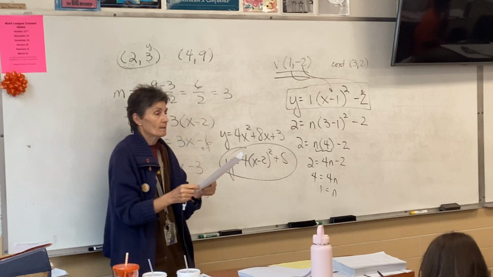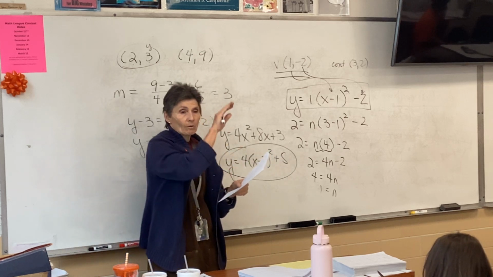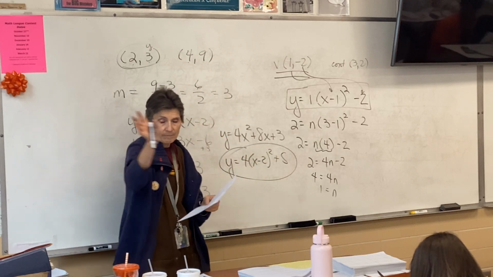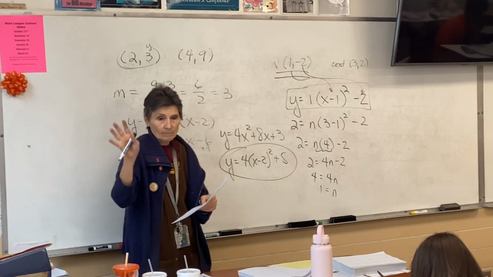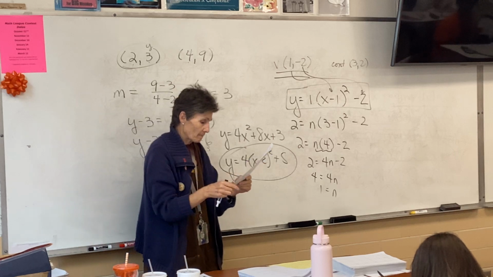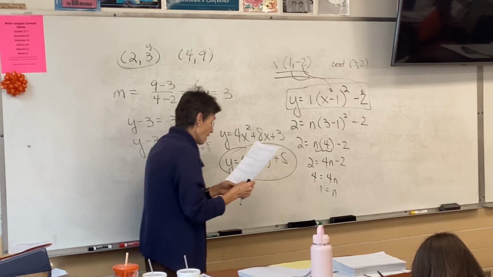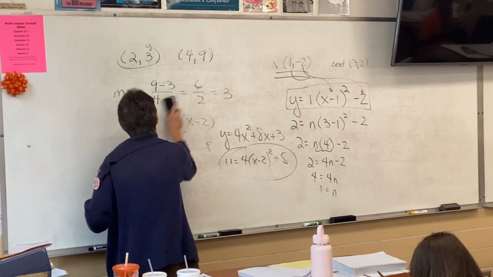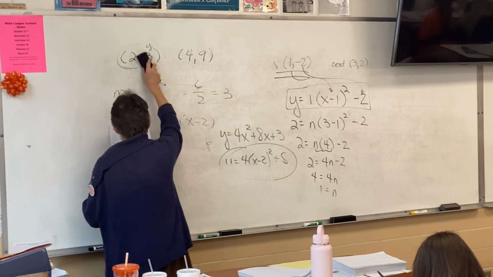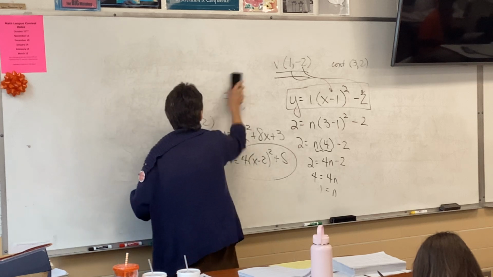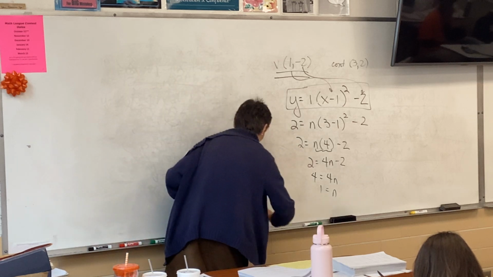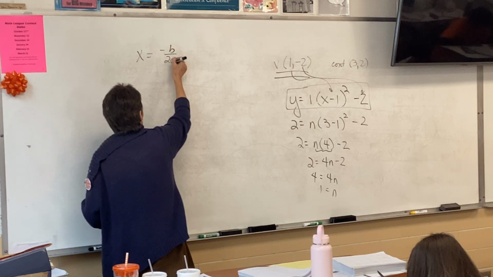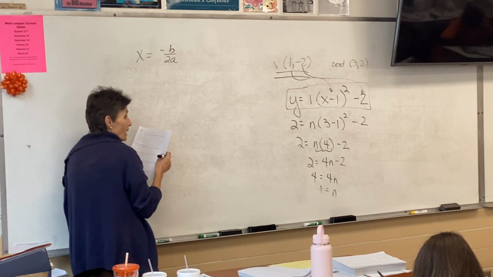Number 3, cross it off. Number 3, not on the test. Okay, cross it off. Number 4, however, is on the test. How do we find the vertex, axis of symmetry, and direction of opening? Negative b over 2a. X equals negative b over 2a.